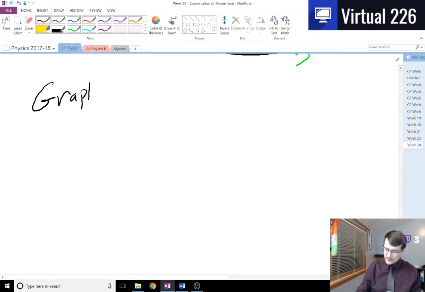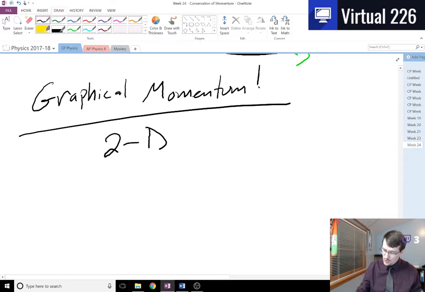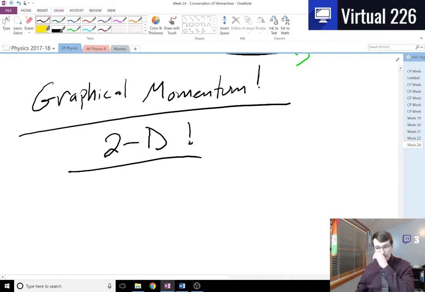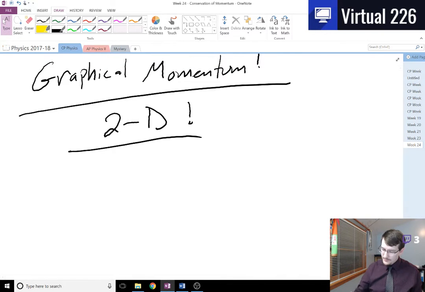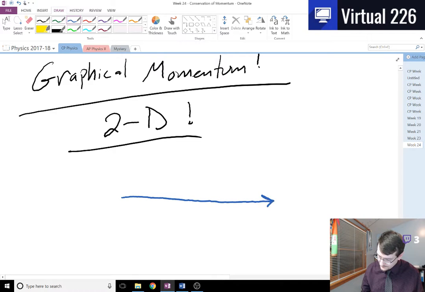What we're looking at here is graphical momentum. That is momentum in two dimensions. We're looking at kind of an intro to this, seeing how it goes. But basically, everything we've been doing thus far with the conservation of momentum, that's our super long equation, has been in one dimension. It's just been along a line.